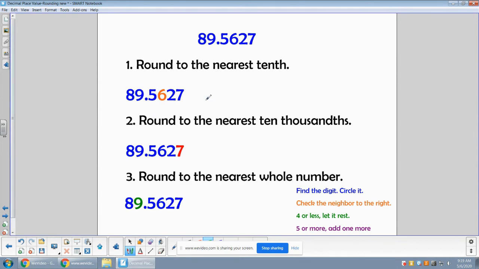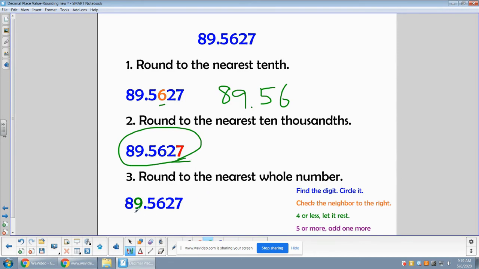Round to the nearest tenth. So we're rounding that one to this digit right here. The number behind it is a 2. So we're going to let it rest. So we'll just have 89.56. Next one, rounding to the nearest 10,000th. Well, there's actually nothing after that digit, which is the 10,000th digit. So that is our answer right there.